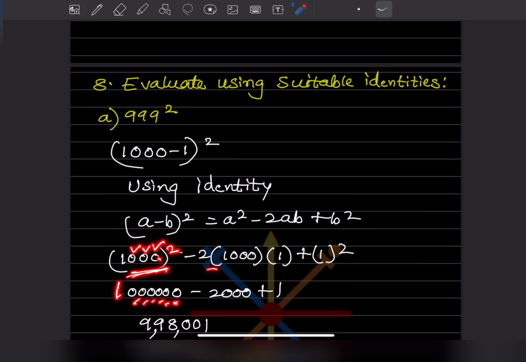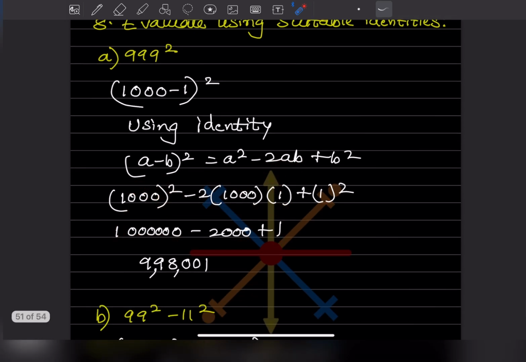And now this is 2ab. 2ab means you are going to multiply these three together, so that is going to be 2000. And this 1 square will be 1. So when you solve this, you get 9998001. This is the answer. After 3 digits, you are going to put a comma, and after 2 digits, you put a comma. You have to go in this way from right to left.